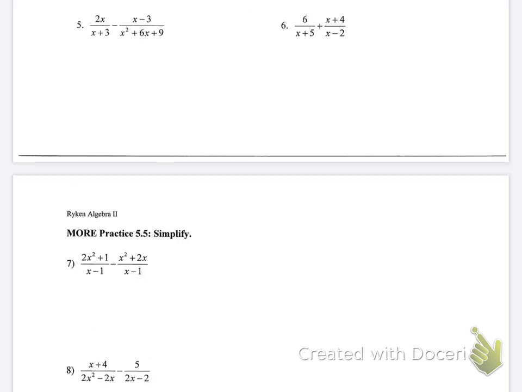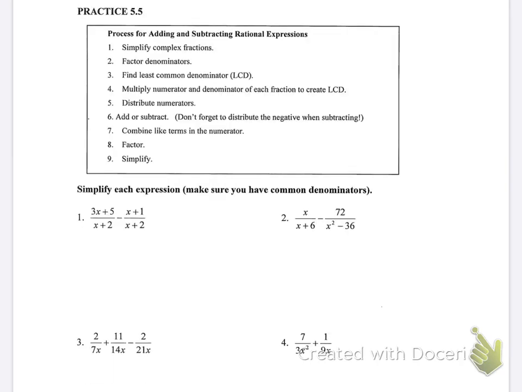This next page or two is your deliverable for the day. So just as a recap, up here are your steps. So you want to simplify complex fractions, factor denominators, find the LCD, distribute, then combine your like terms, and then make sure to simplify in the very end. Okay, so I'll just point out a couple things to get you started. In number 1, they already have the same denominator. So all you need to do then is distribute this minus to both things, right? And then combine your like terms, okay?